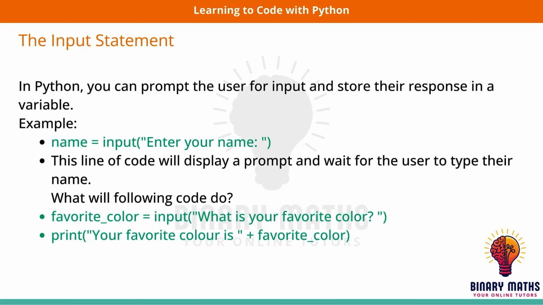Let's try another example. Suppose we want to ask the user for their favorite color. We could type in favorite_color equals input, then we open our brackets and write down "what is your favorite color". We then type in print to display the following text. So print, open our brackets, "your favorite color is" plus favorite_color. And then we close our bracket. This code will prompt the user to enter their favorite color and then print it out.